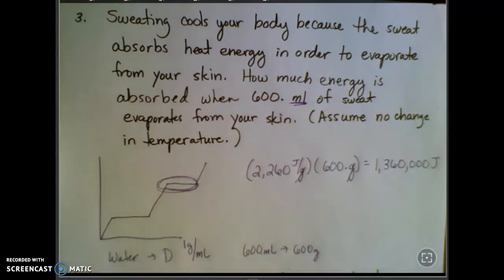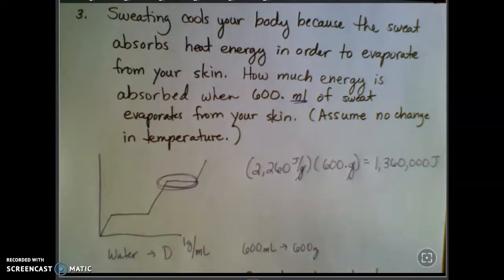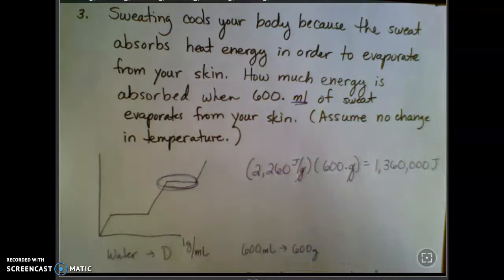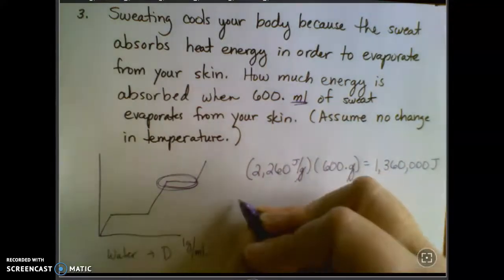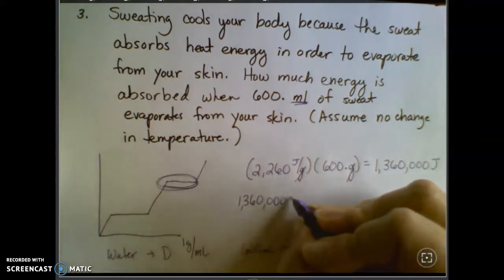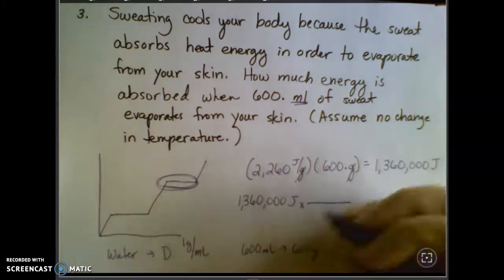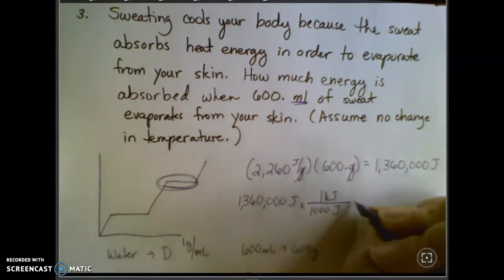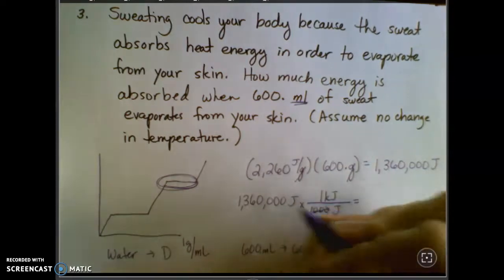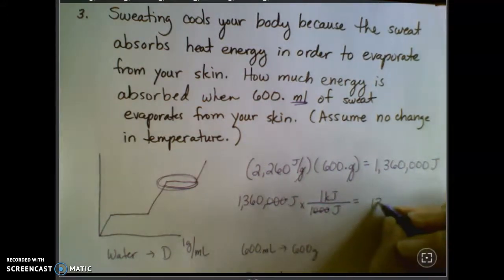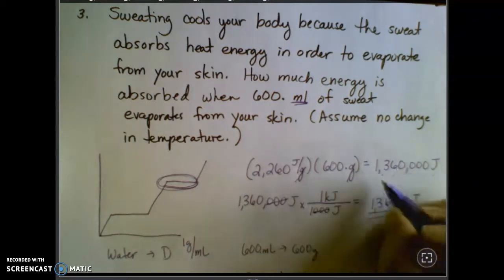Another way that you see these represented sometimes is in kilojoules. So it's just like the metric conversions. It might ask you to actually give the answer in kilojoules. So if it does, just remember that kilo is 1,000. So that means there are 1,000 joules in 1 kilojoule. So mathematically, I can just move the decimal essentially 3 places to the left. So that's 1,360 kilojoules.